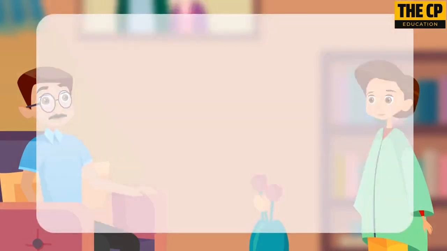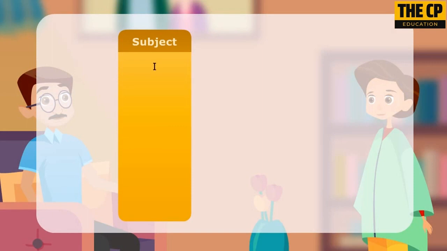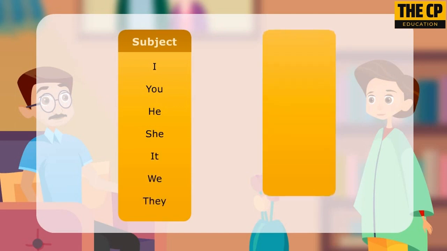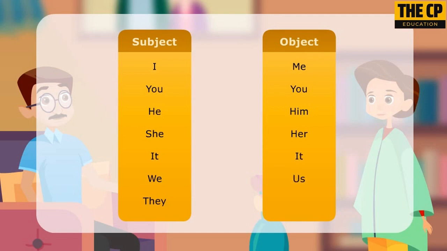Here is a list of some personal pronouns. Subject: I, you, he, she, it, we, they. Object: me, you, him, her, it, us, them.